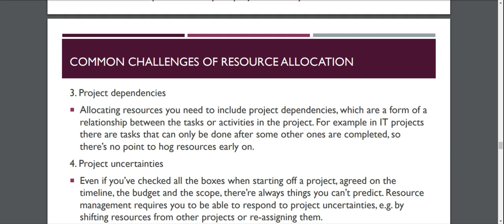And then the project uncertainties. So even if you've checked all the boxes when starting a project, agreed on the timeline, the budget and the scope, there are always things that you cannot predict. Resource management requires you to be able to respond to project uncertainties, for example, by shifting resources from other projects or reassigning them.